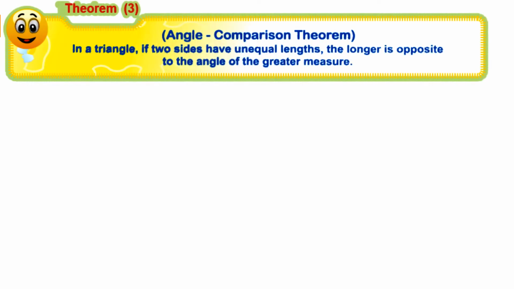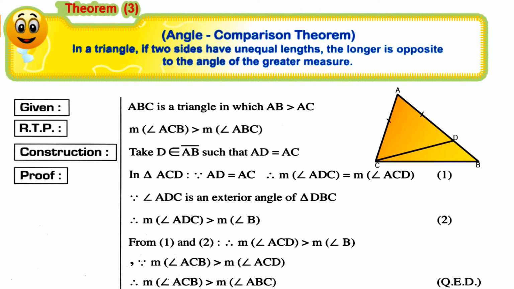Theorem 3, Angles Comparison Theorem. In a triangle, if two sides have unequal length, the longer is opposite to the angle of the greatest measure. What does it mean? In the opposite figure, given ABC is a triangle in which AB is greater than AC. Prove that the measure of angle ACB is greater than the measure of angle ABC.